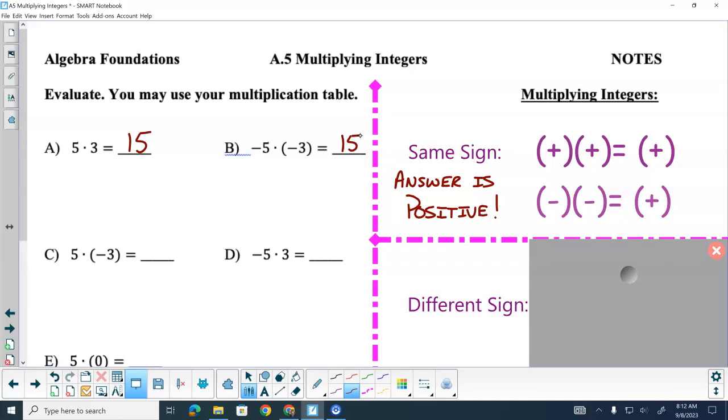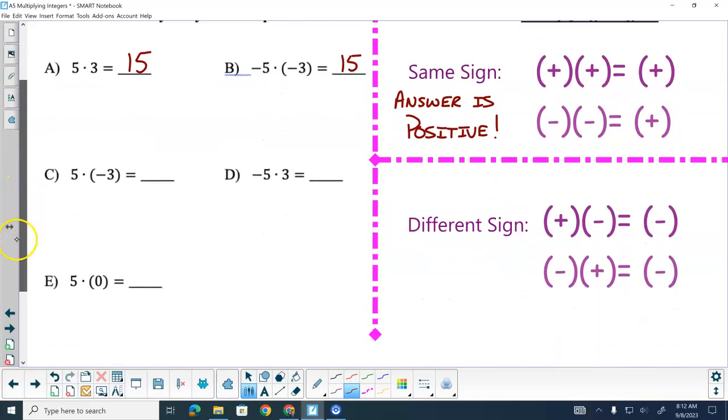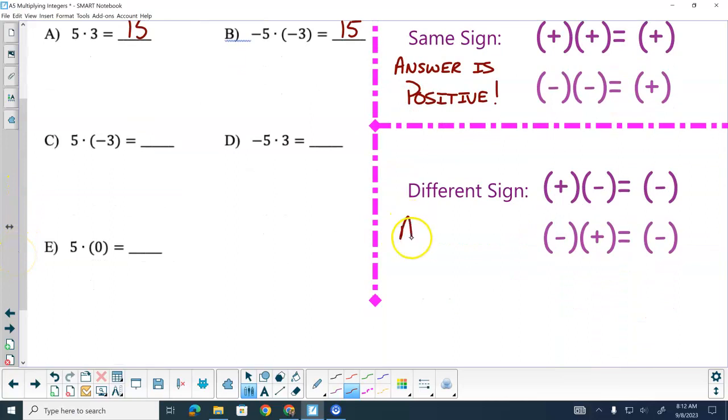Okay? Now, let's go different signs. So now you've got a positive number times a negative number, or a negative number times a positive number. So now the signs are different between the two numbers that you're multiplying. In that case, and always in that case, your answer is going to be negative. Your answer is negative in that case.